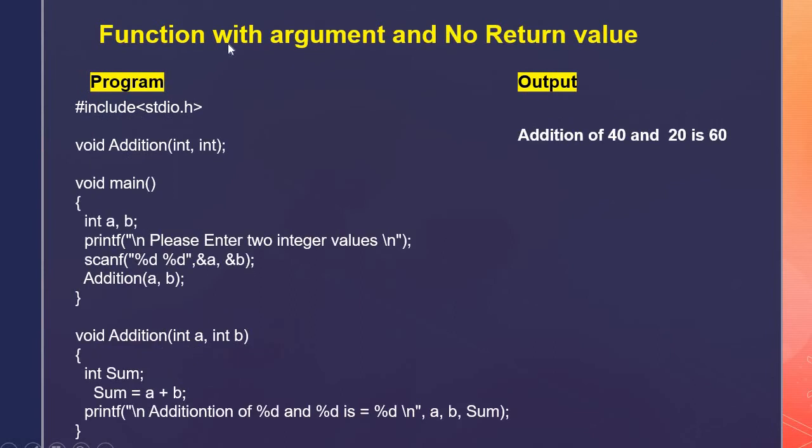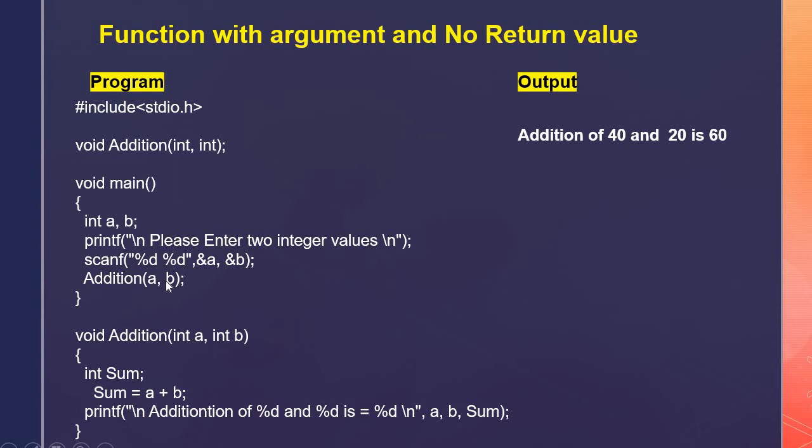The third category is the function with arguments and no return value. That means the function will accept the arguments, as formal arguments, it will receive the values from the actuals, and it will not return any value to the calling area. So void main, int, I have declared two variables A, B, printf for two integer values to receive the values from the user. We are using scanf statements. You can see from the program A and B, and we called the function addition with the arguments A, B.